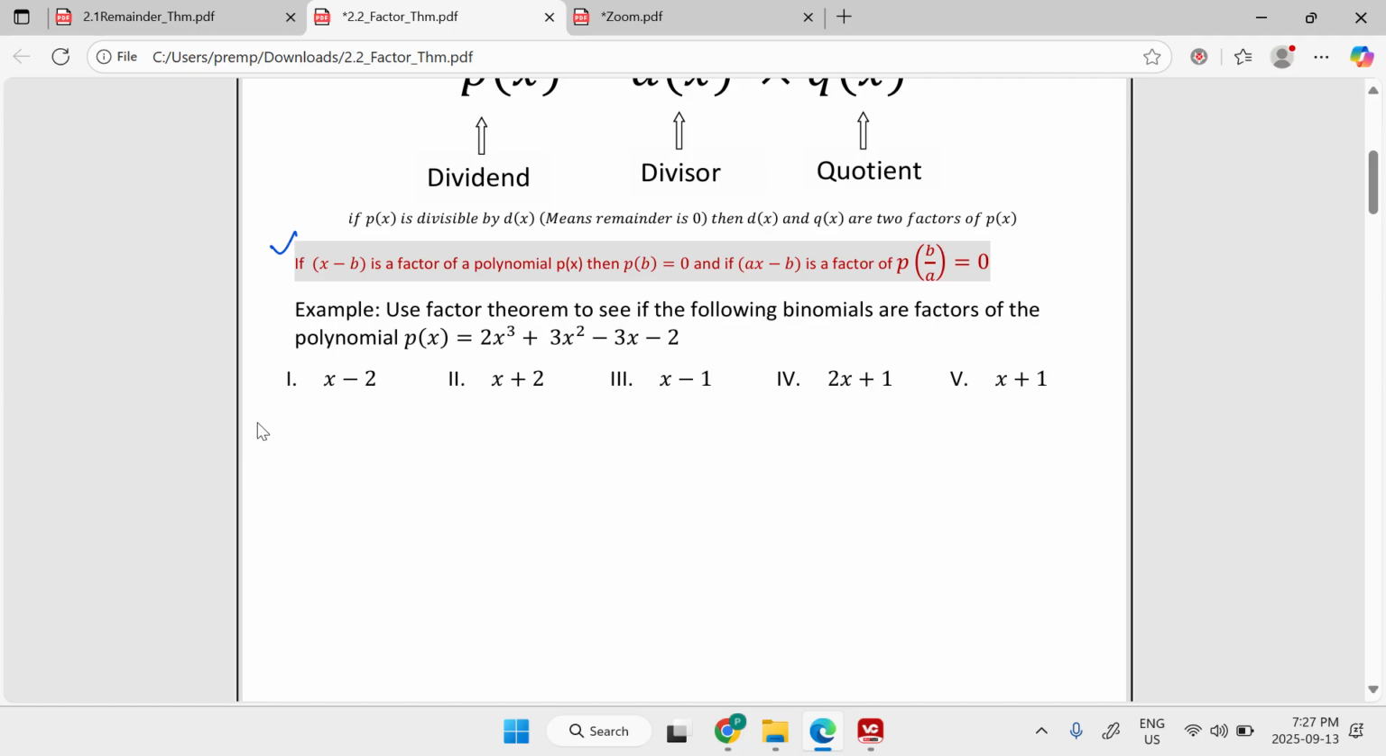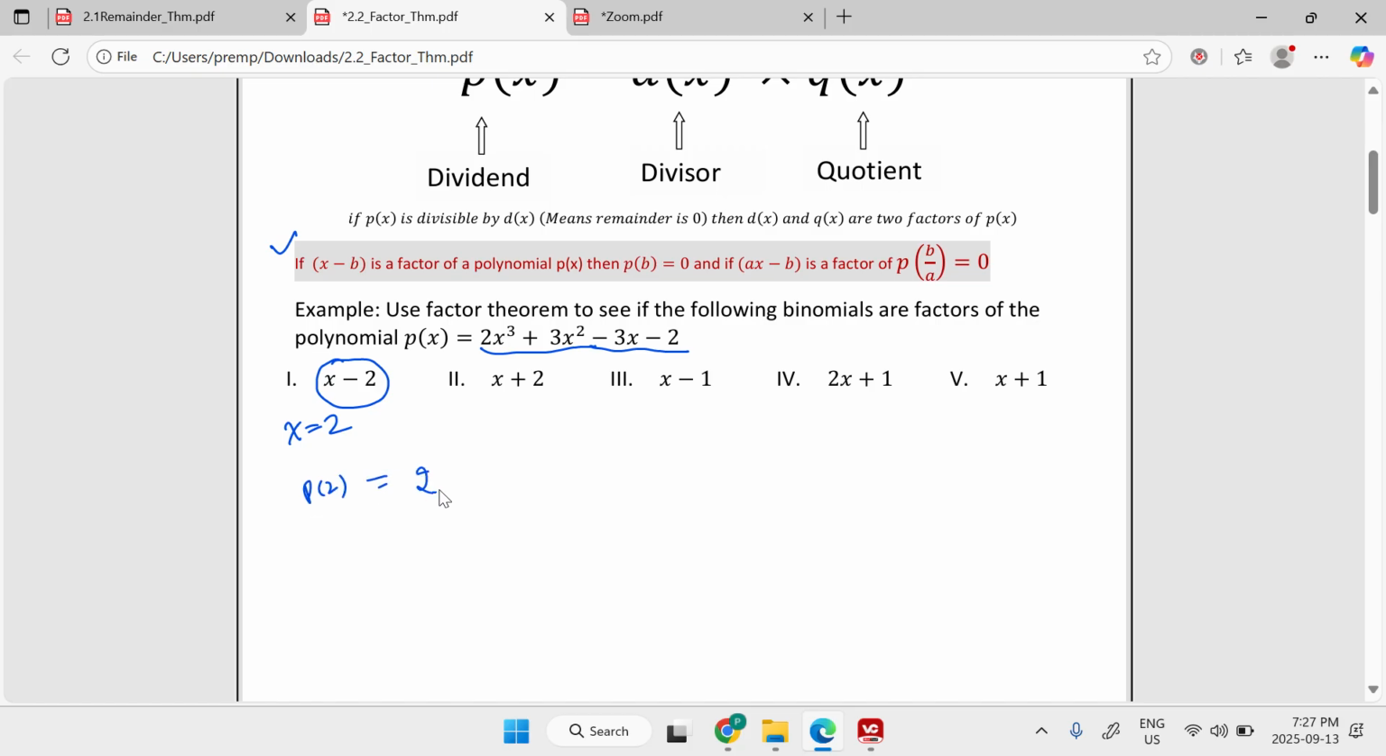So what essentially it means, for example, say x minus 2 is a factor of this. That means the value of x equal to 2 should satisfy this expression. And if it's a factor, that means the y value needs to be 0. Okay, so what you will do, you just plug the value in and find p(2).